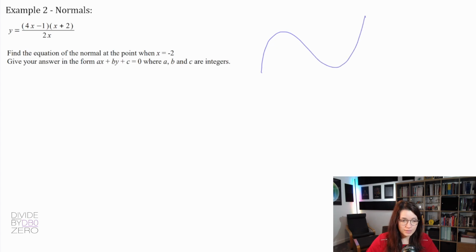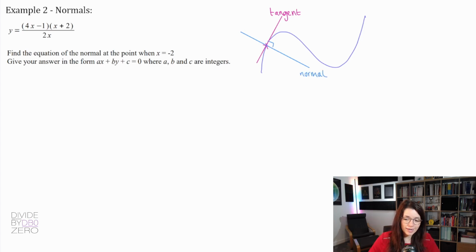Let's say for argument's sake, you had another cubic like this. If I sketch on a tangent, as we discussed in the previous example, that would be a line that just touches the curve and has the same gradient as the curve at that point. A normal is also a straight line, but it's one that is perpendicular to the tangent at that point. So it might look something like that.